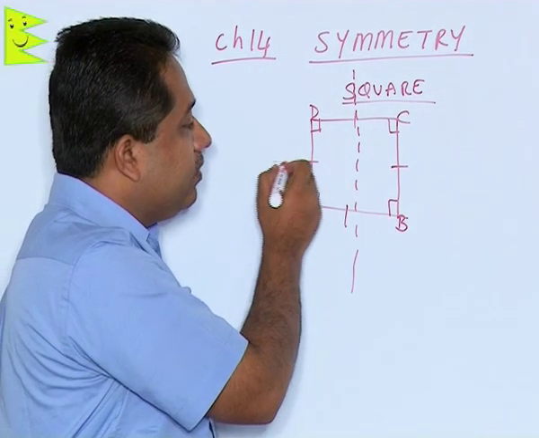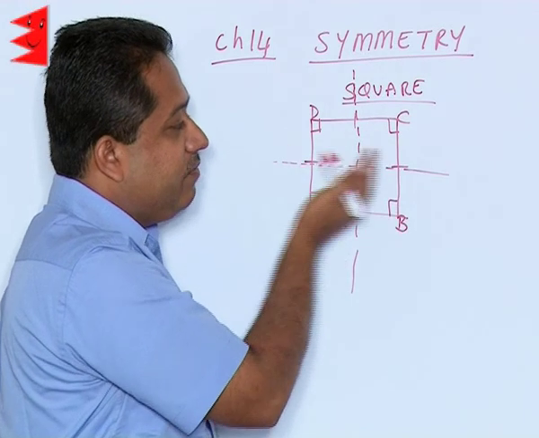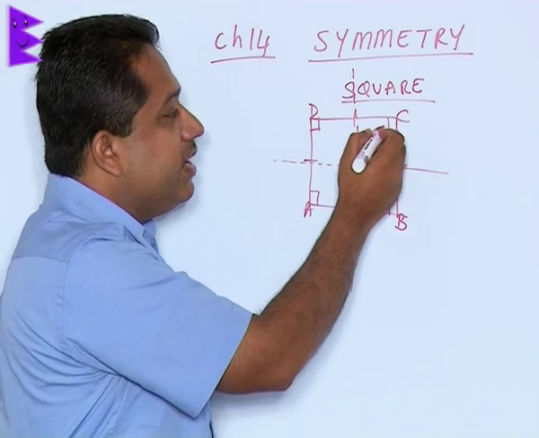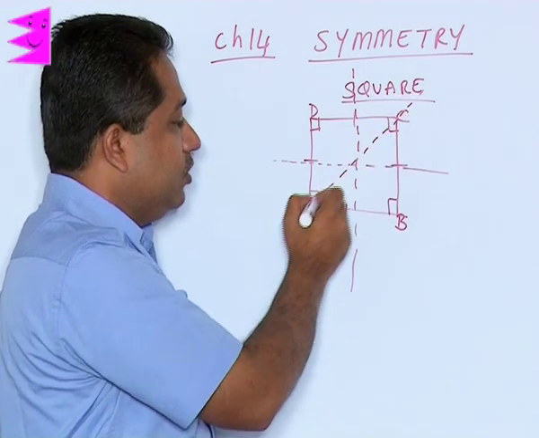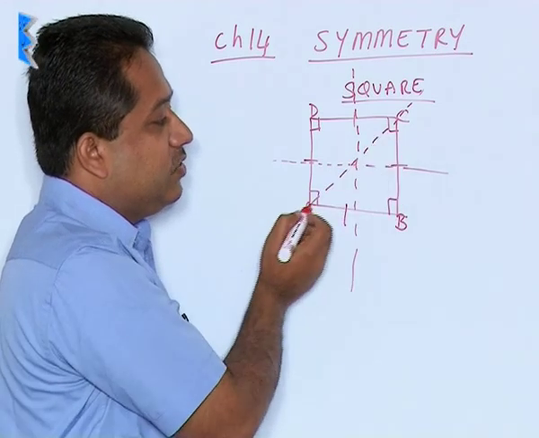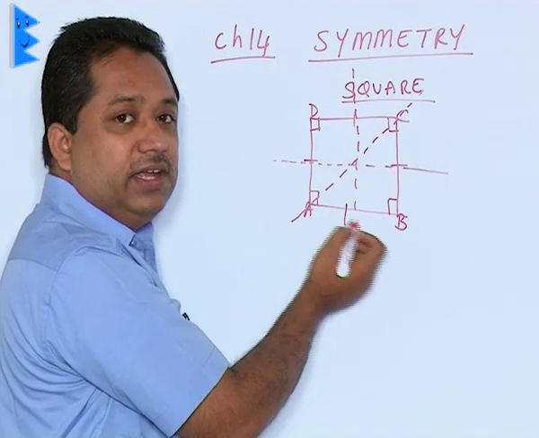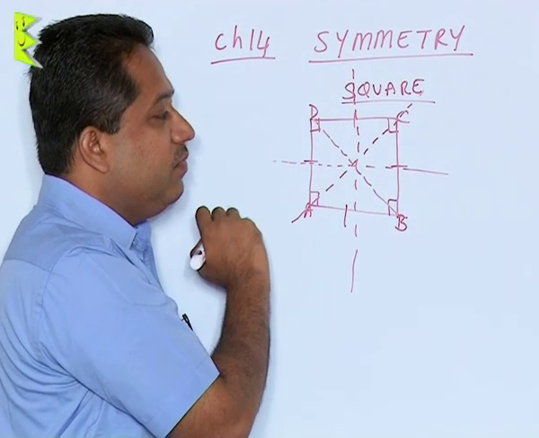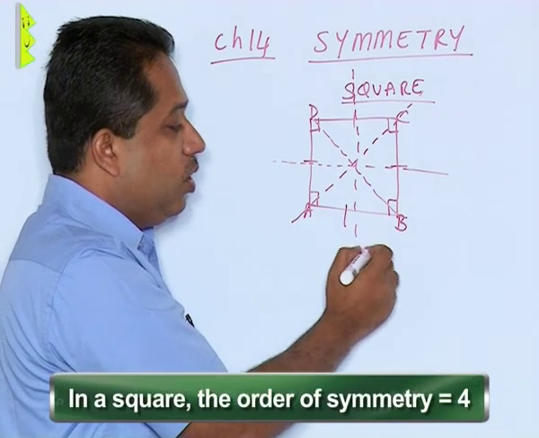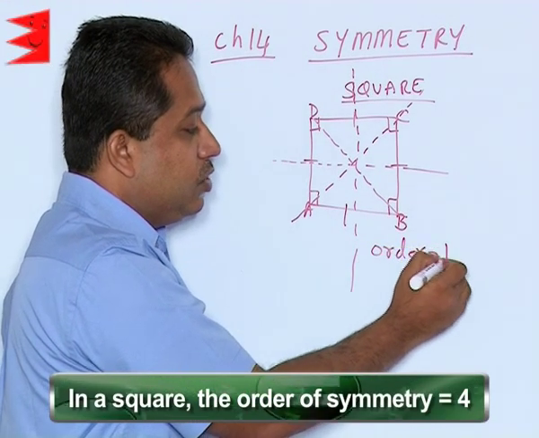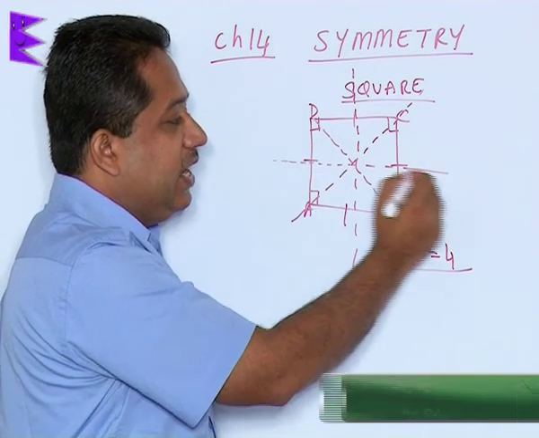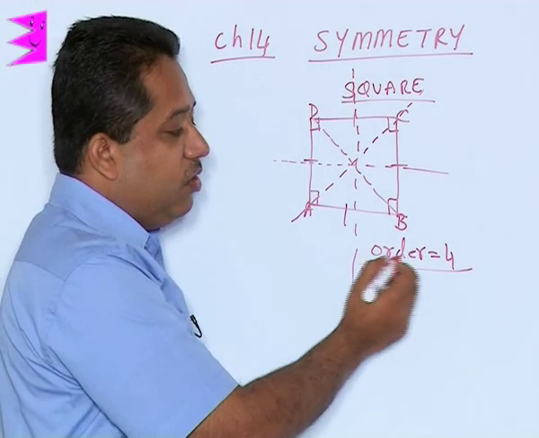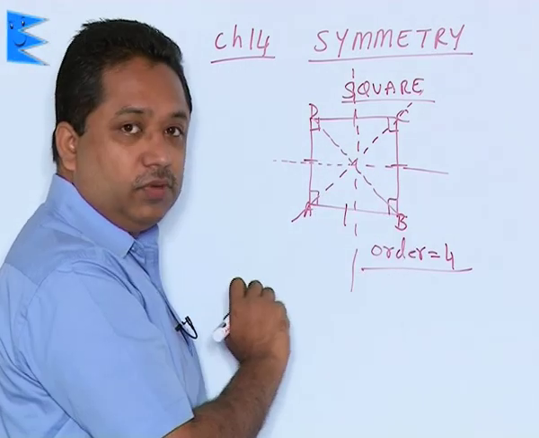I can also divide it horizontally. So again we will have two rectangular portions which are identical and they will coincide. We can also divide this square along its diagonals. So if I join AC, that is an axis of symmetry because you will get two identical triangles which will coincide, and we can also divide it through the other diagonal DB. So we find that in a square the order of symmetry is 4. How do we have 4? One is the horizontal line, the other is the vertical line, and we have two lines along its diagonals. So the order of symmetry in a square is 4.